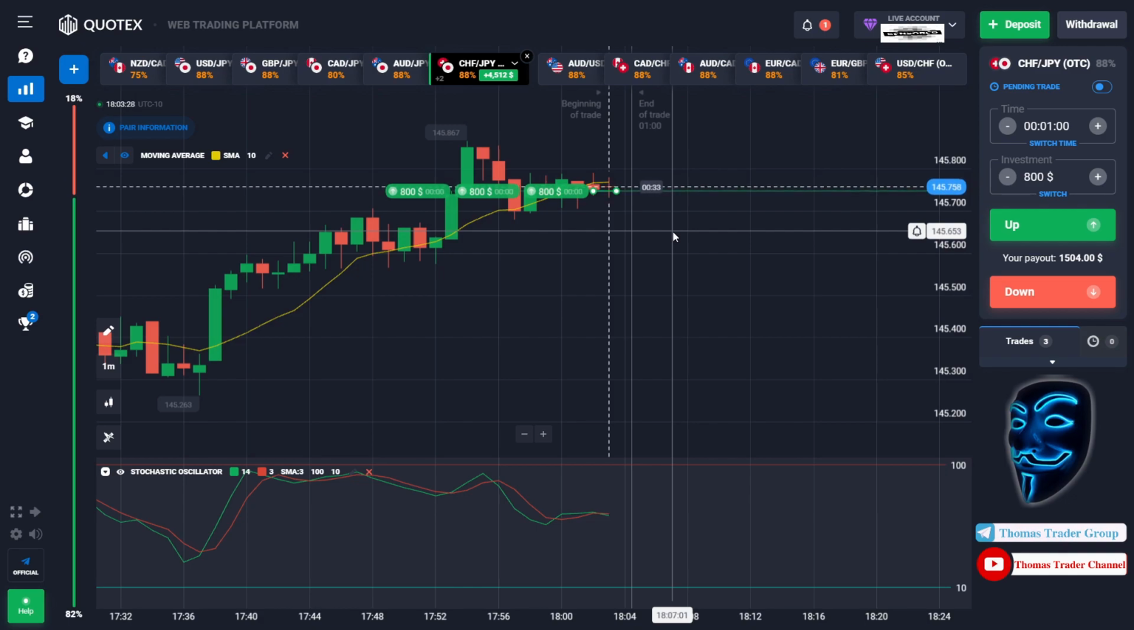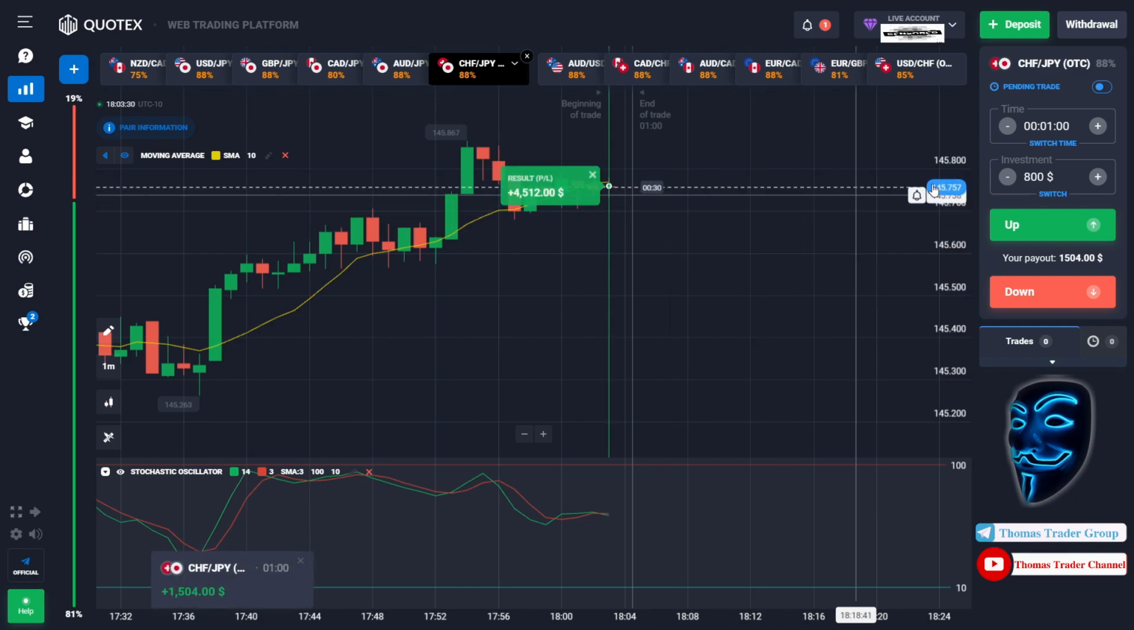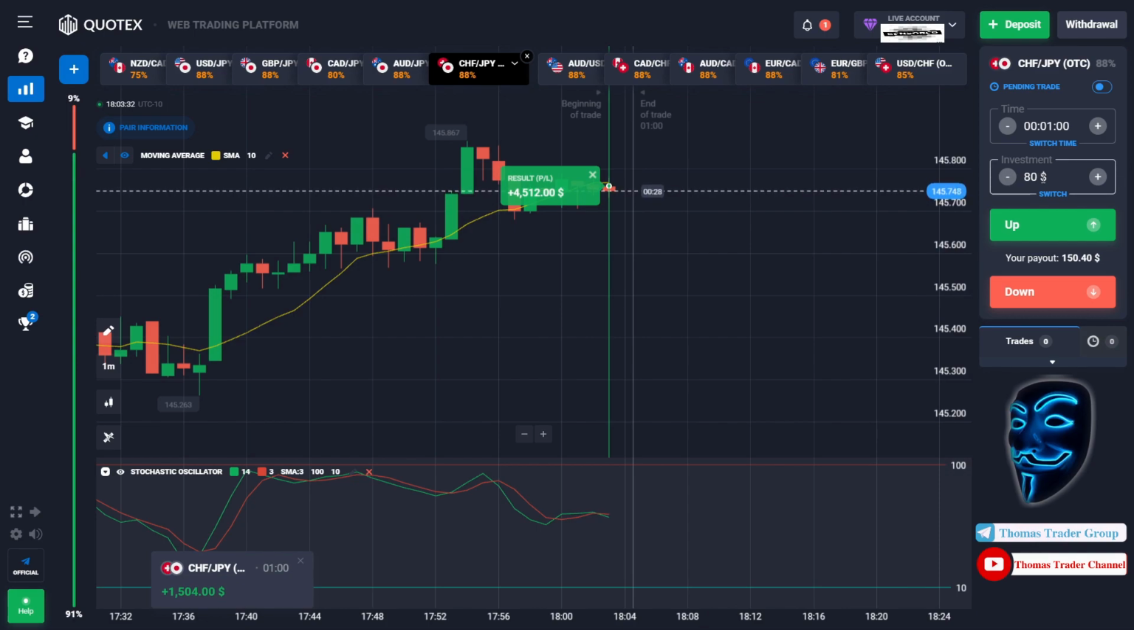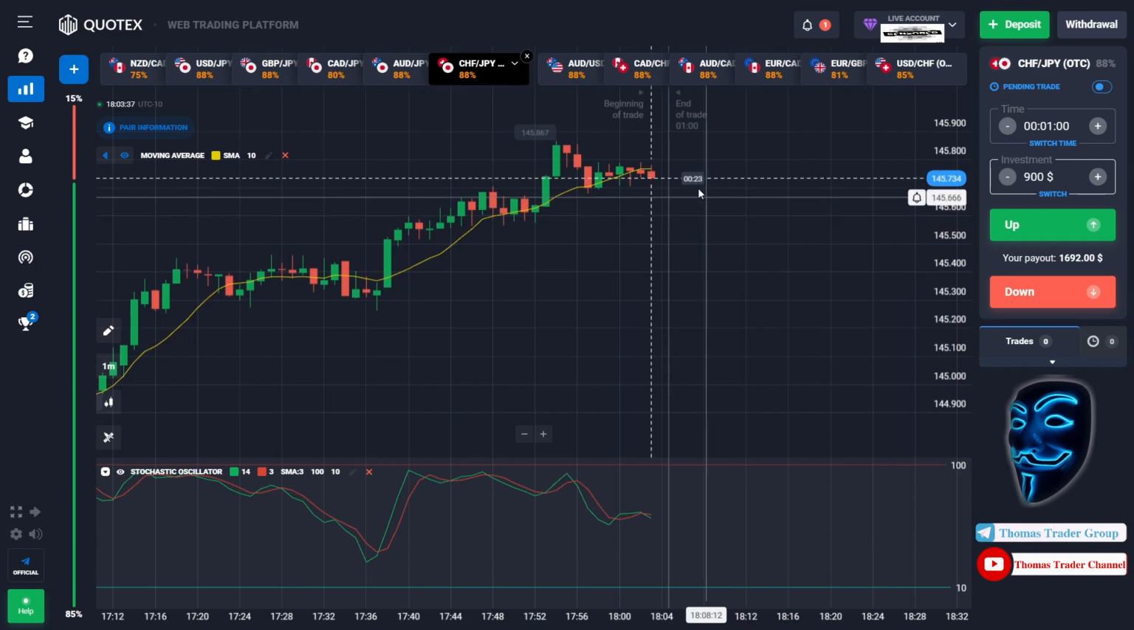We made a right prediction over here. We made a profit of $4,500. Let's divide it into 5. We will open 5 positions of $900 in the next open position.